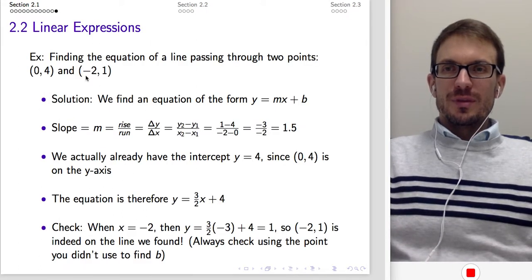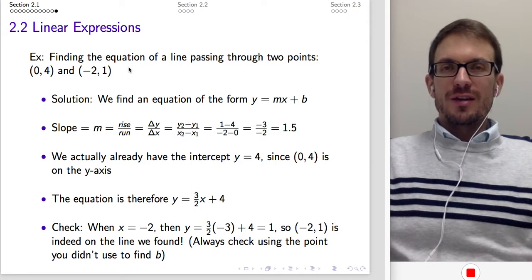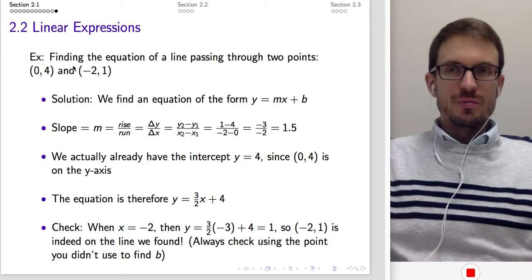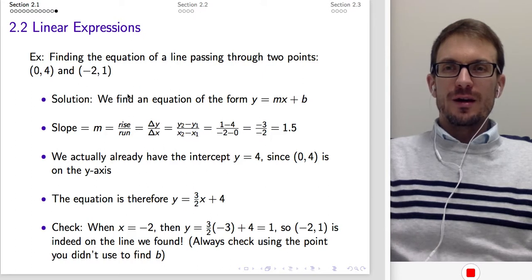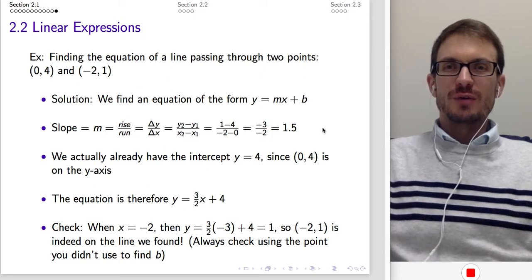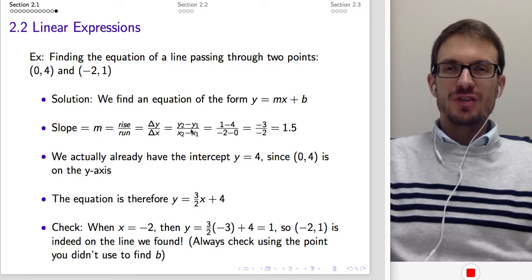Okay, so next thing we can do is think about finding the equation of a line. Suppose we have 2 points, (0, 4) and (-2, 1). How are we going to find the equation of this line? Well, we can use our slope formula, which is just rise over run, the change in the y's divided by the change in the x's: y2 minus y1 over x2 minus x1.